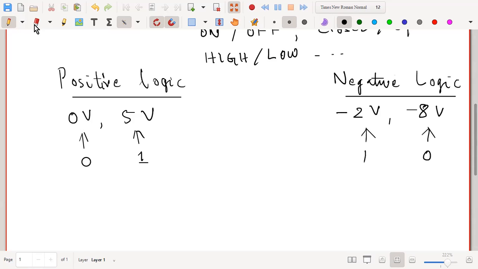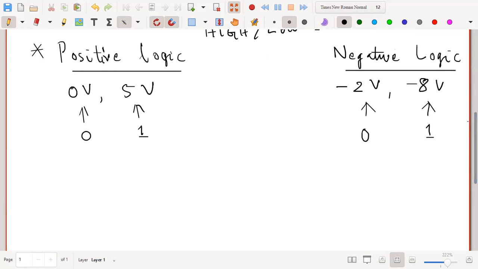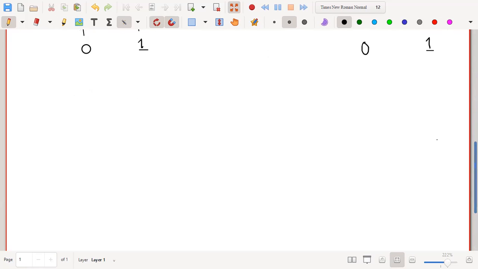Whereas in the case of negative logic, it would be just the opposite. That means you will be using the lesser value to represent 1 and the higher value to represent 0. Such kind of logic is known as negative logic. We'll be focusing on this positive logic representation in most of the cases in this course. So let us now move forward and see the first basic gate, that is, we will start with the OR gate.